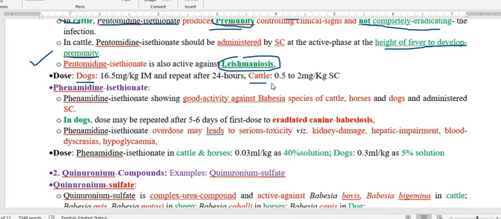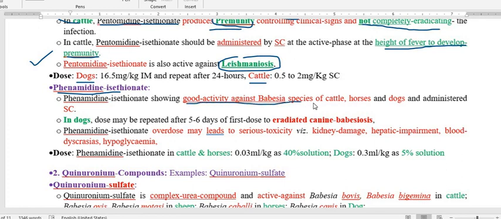So pentamidine isethionate is also acting against leishmaniasis. The dose for dog is 16.5 mg intramuscular, for cattle 0.5 to 2 mg per kg subcut.